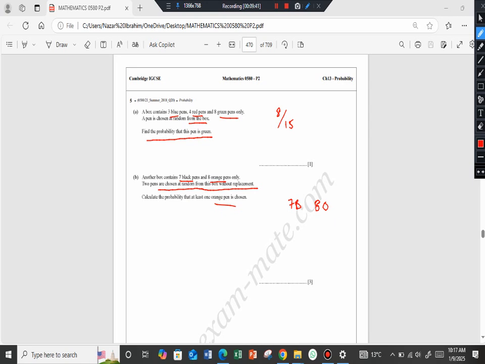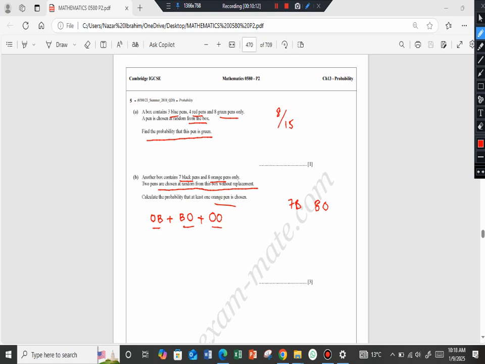So at least 1 orange pen means that there can be many cases. For example, the first is orange and the second is black. The second case is first black, second orange. At least means that 1 orange pen should be there, so there can be two. The third case will be orange, orange. So this case can be there, this case can be there, this case can be there, and all these probabilities will be added.